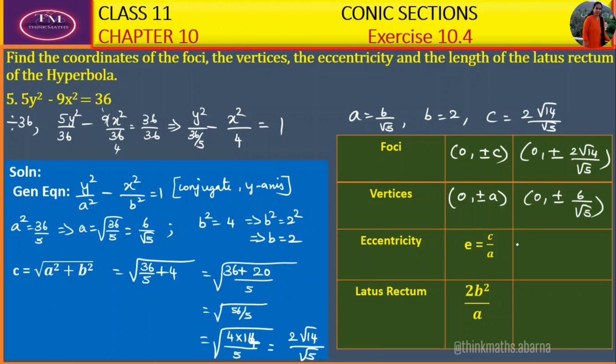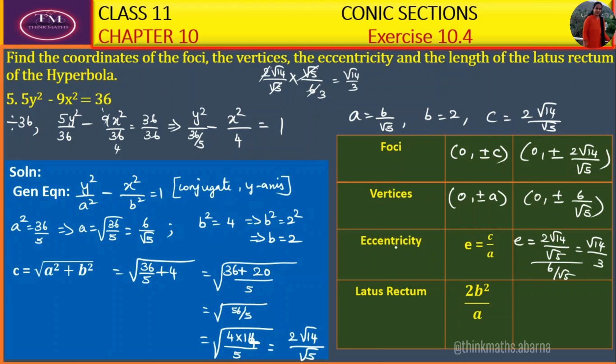Now eccentricity e is equal to c by a. What is c? c is 2 root 14 divided by root 5 divided by what is a? It is 6 by root 5. Now let me do the calculation here. It is 2 root 14 divided by root 5. If I take the denominator to the numerator, it will change to multiplication and it will be reciprocal. That is 6 by root 5 will become root 5 by 6. So root 5 gets cancelled and 2 and 6 we can cancel. 1 2s are 2, 3 2s are 6. So it is root 14 by 3. So the answer is root 14 by 3.